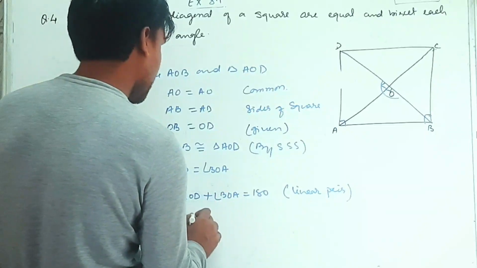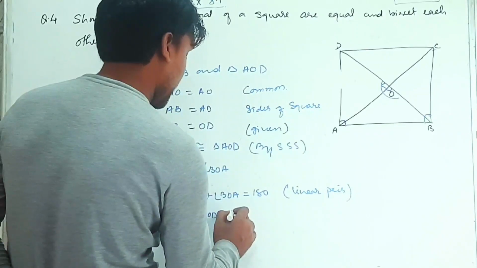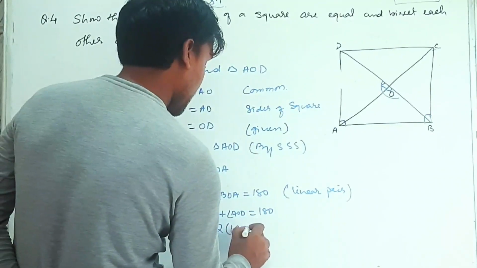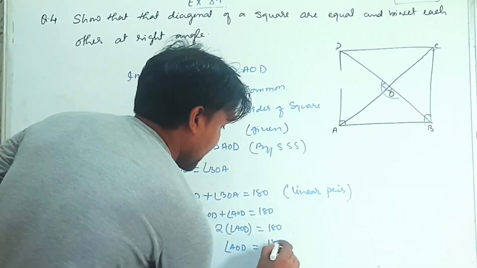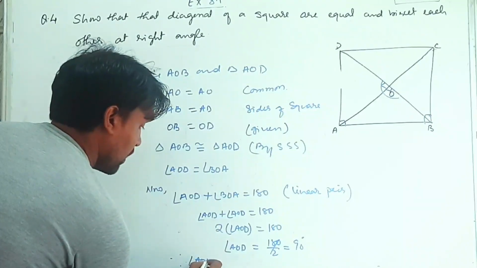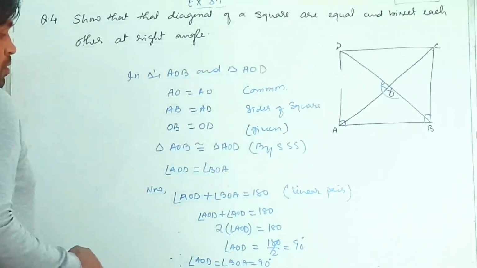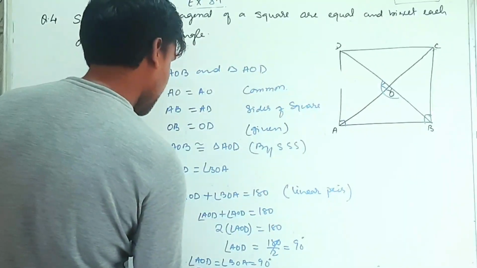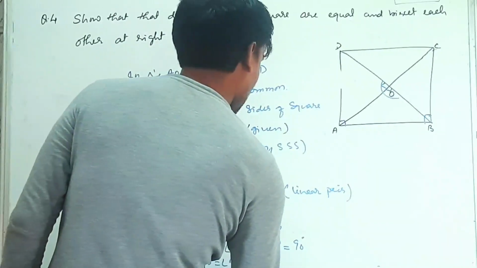So these two are equal, so in place of BOA we can write AOD, giving AOD plus AOD equals 180 degrees. If you sum it up, twice angle AOD will be equal to 180. That is, angle AOD equals 180 divided by 2, which is 90 degrees. Therefore, angle AOD equals angle BOA equals 90 degrees. So that is what they are asking us to prove. This angle is 90 degrees. Hence we write AC is perpendicular to BD. Proved. Got it, dear students?